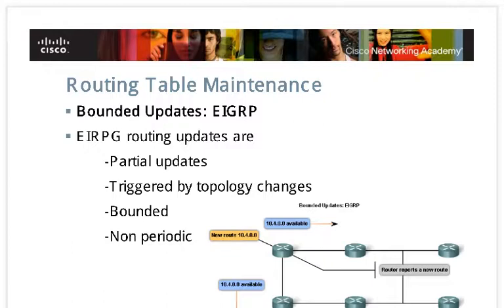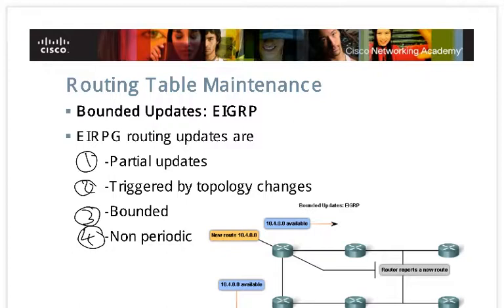EIGRP uses a different way of message updates. EIGRP has certain features when it comes to message updates. The first one is that these message updates are partial, trigger based or event based, and they are bounded, and they are non-periodic. Actually, non-periodic should be first.